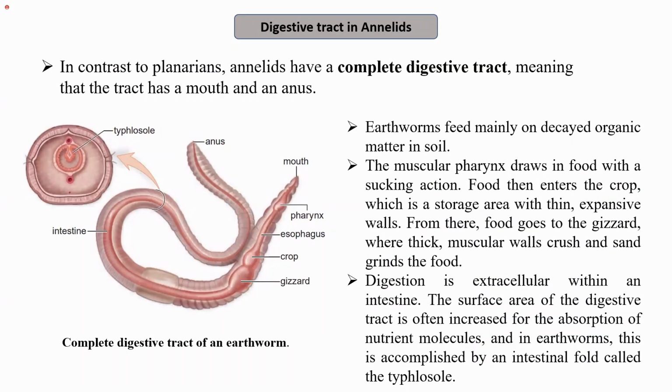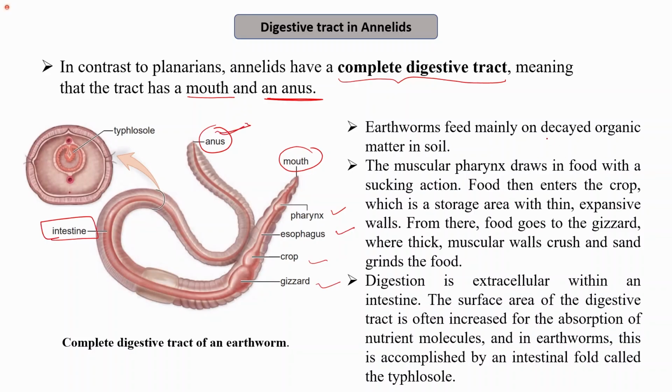Next is the digestive tract. As I mentioned, they have a complete digestive tract, meaning the tract has a mouth and an anus. This is the complete digestive tract of an earthworm, shown starting from the mouth to the anus. They have pharynx, esophagus, crop, gizzard, and then intestine, and finally the food passes out through the anus.